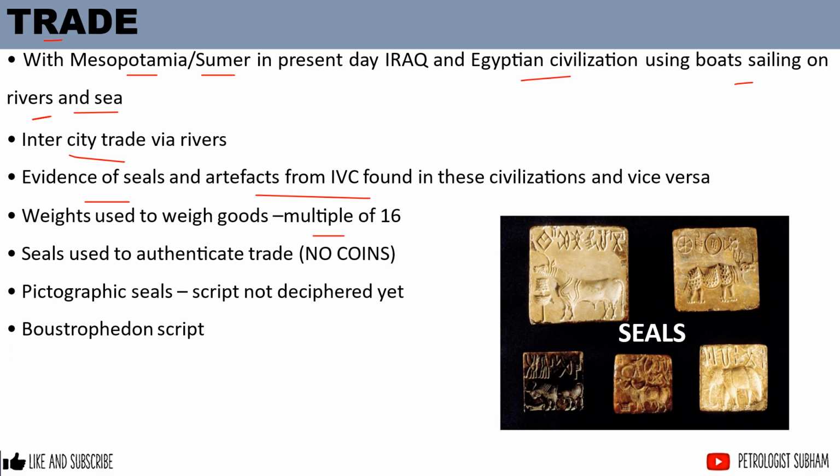Seals were used to authenticate trade. No coins. There were no coins. These seals were the only particular way to authenticate their trade. Pictographic seals, script not deciphered yet. Okay, there are many pictographic seals with signs and particular marks written on them, which have not yet been deciphered, means decoded, it is not yet decoded in a complete manner.